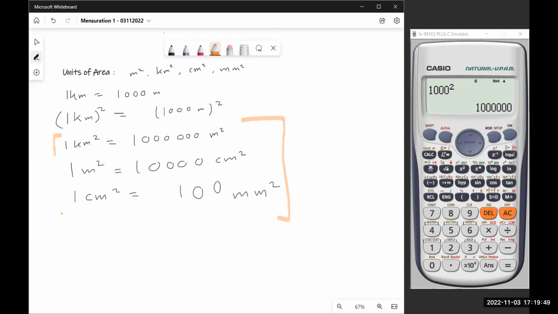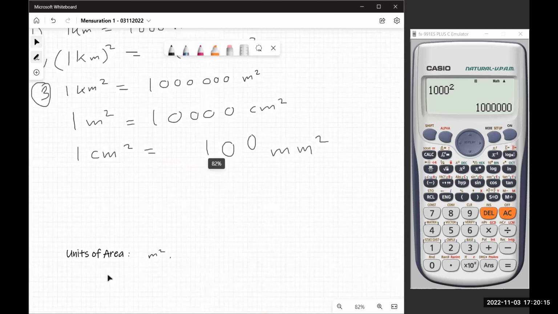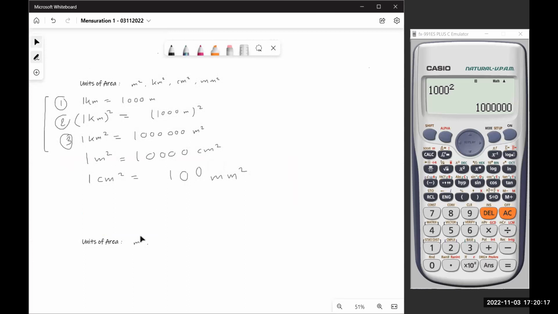So please don't memorize these. That's a waste of time. Don't say 1 km square is 1 million, 1 meter square is 10,000 centimeters. That will take you so much time. So just memorize the basic rules and apply them. Fine. 1, 2, 3. That's a 3-step process. Now write the whole thing in your notebook. Have you finished writing? Who's still writing?